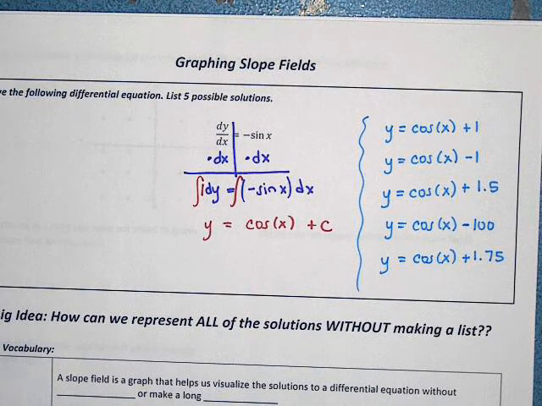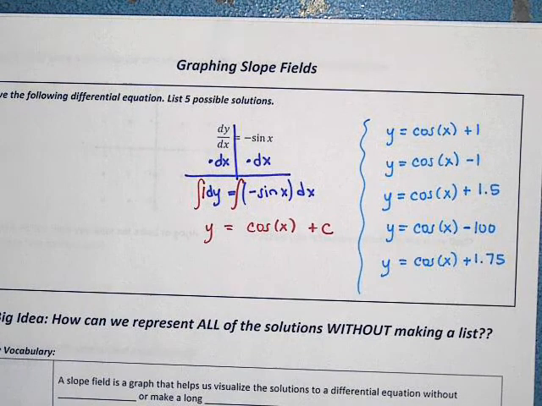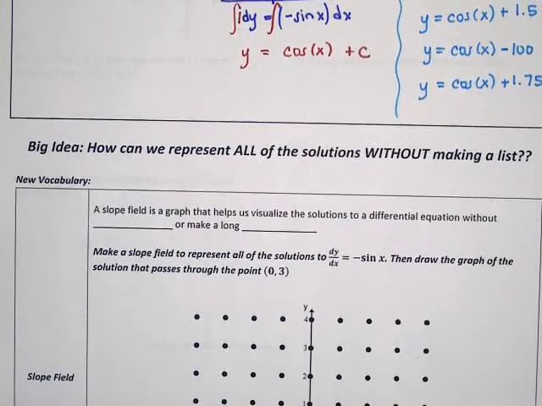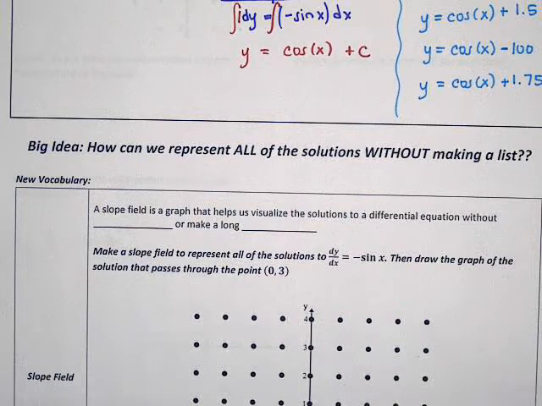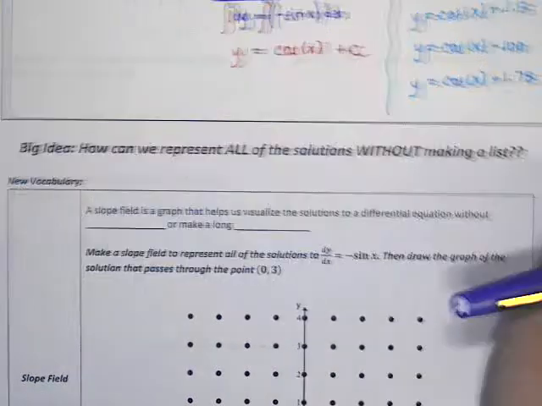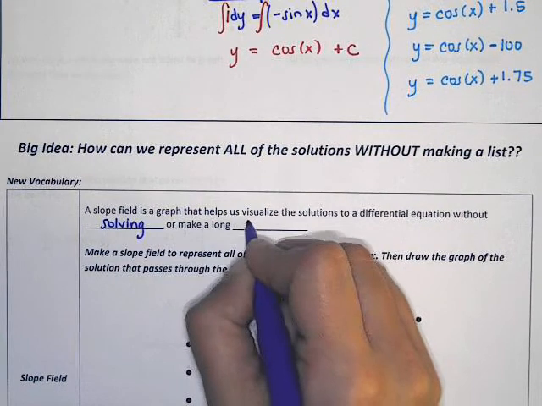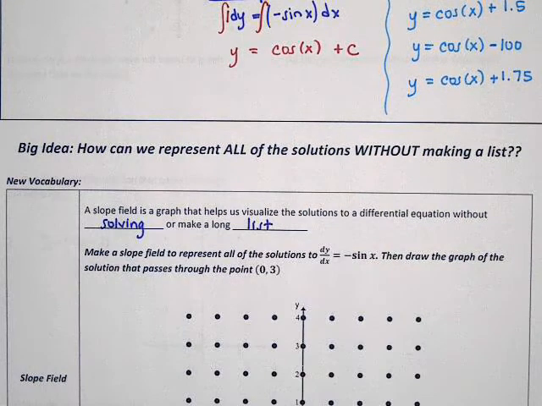So the big idea of today is, how can we represent all of those solutions without making a list? Because really, we listed 5 answers here. We could have listed infinity answers. You could make that last constant whatever you wanted it to be. So if we want to represent this without having to make a very long list, one way to do that is to visualize the solutions without solving the actual differential equation or making a very long list of possible solutions.